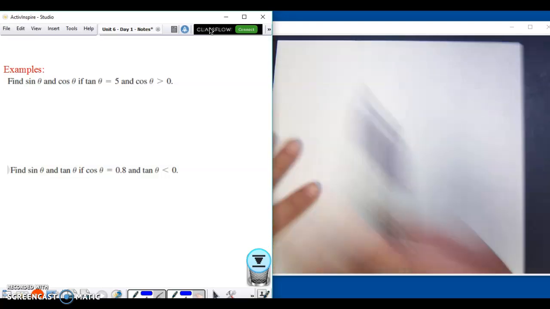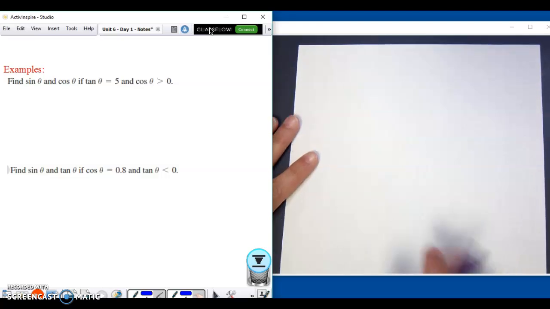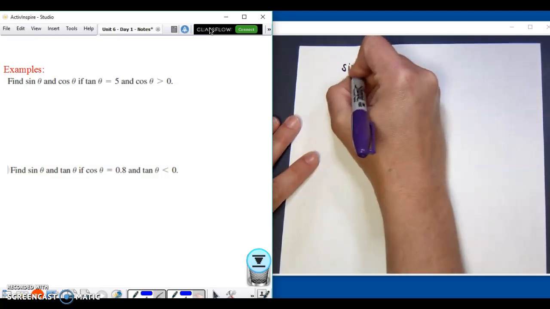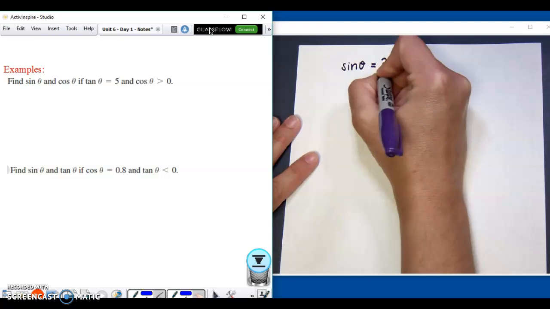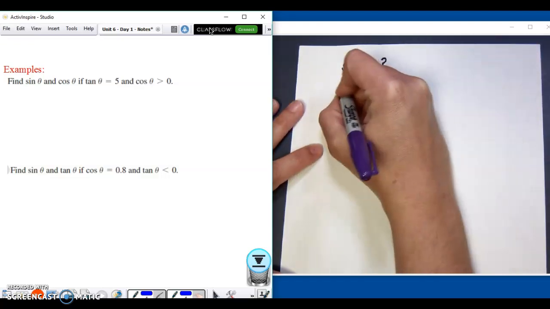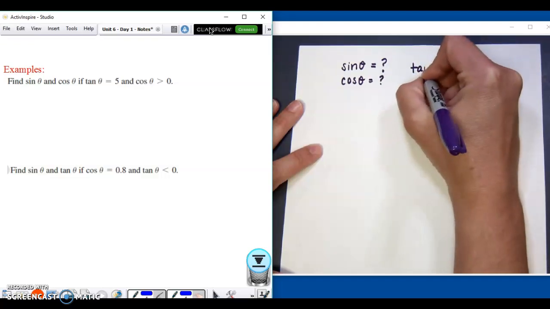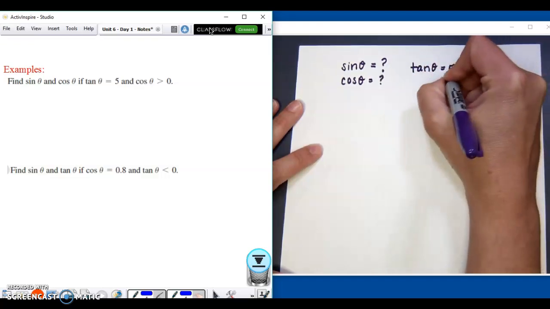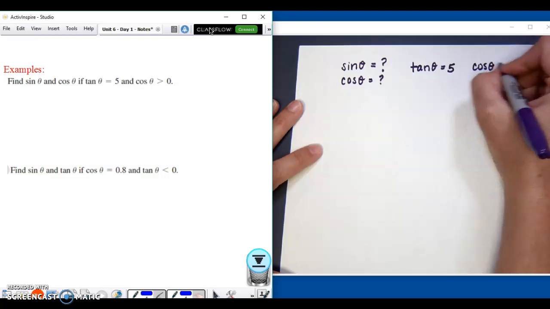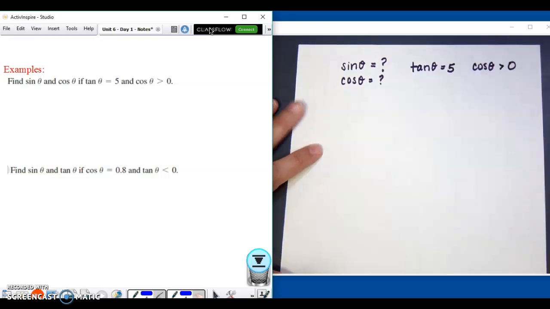So, if we look at the first one, we're trying to find sine theta, and we're trying to find cosine theta. They tell us tangent theta is 5, and they tell us cosine theta is greater than 0 or positive.